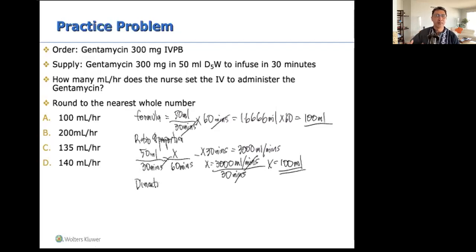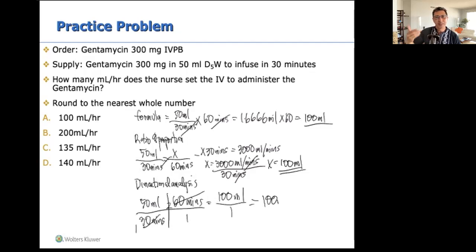I keep telling myself I'm going to skip the rest of these and start doing it this way, but I made this a while back. So dimensional analysis, I have 50 ml. I need to give it over 30 minutes. And the IV pump can only be set for 60 minutes. Let me cross off the minutes. I did some reduction there, 30 over 60. 50 times 2 is 100 ml. See how simple the dimensional analysis was.